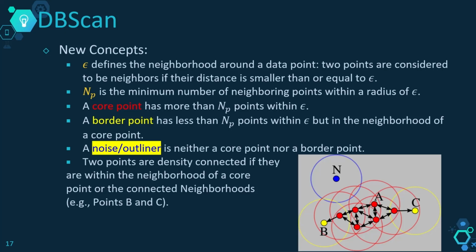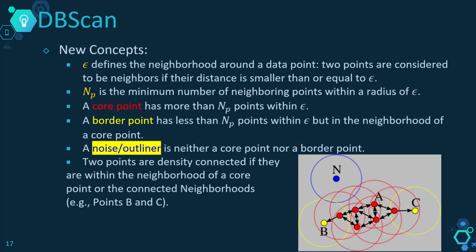The second thing is called P, a new parameter. This is the minimum number of neighboring points within a radius of epsilon. For example, you draw a circle with this distance. If you have 3 points inside it, and 3 is the minimum number, that means these 3 points satisfy the criterion.